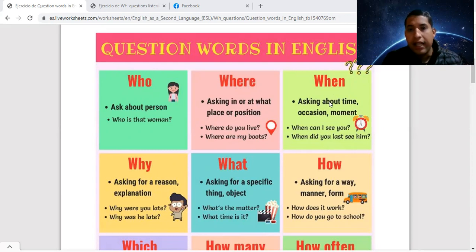Now when, asking about time, occasion, or moment, okay? So we always talk about time, an occasion or moment, we use when, all right? For example, when can I see you? When did you last see him? Okay, so they are talking about time, that's why they are using when.